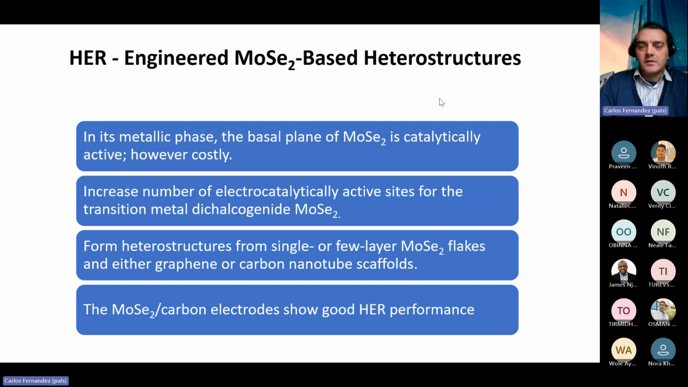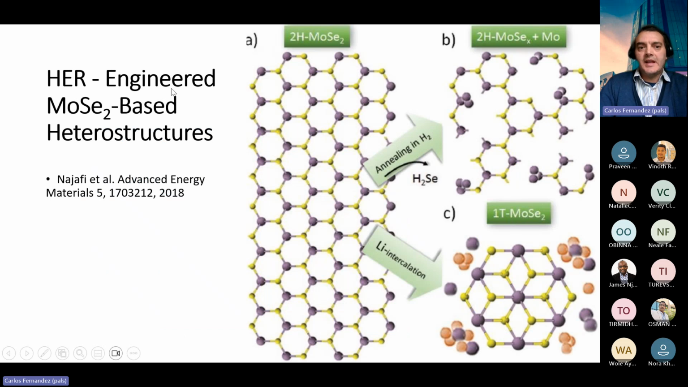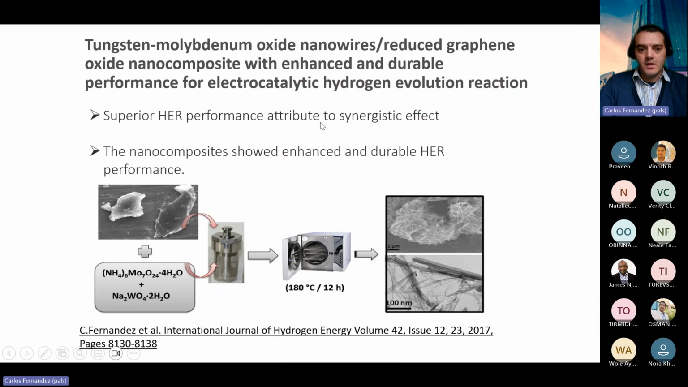Another system, if you remember, is the molybdenum selenium system, which was also mentioned as one of the best catalysts or electrocatalysts. This is another very interesting system that creates engineered heterostructures to again increase the absorption sites for catalyst materials. And this is something that we did. We used two of the systems again: tungsten and molybdenum oxide nanowires with reduced graphene for the hydrogen evolution reaction. That was a very interesting piece of work.